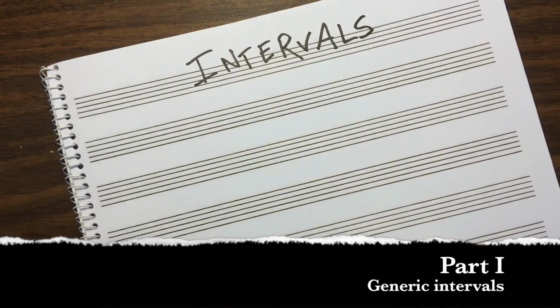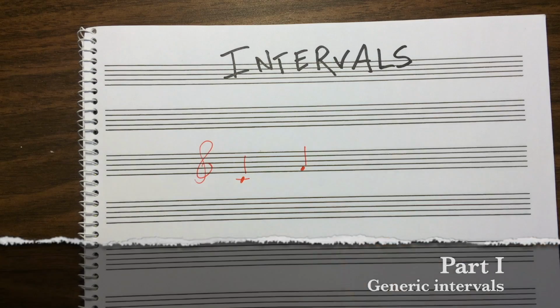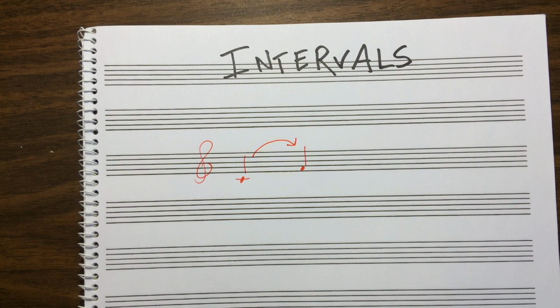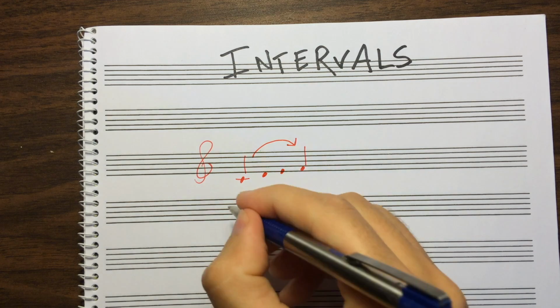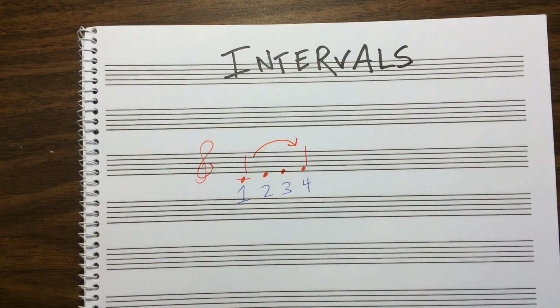An interval is a measure of the distance between two notes. The way to calculate an interval is to count how many notes there are from the first note to the second, including the first note. For example, the interval from C to F is a fourth because there are 4 notes from C to F: C, D, E, and F.